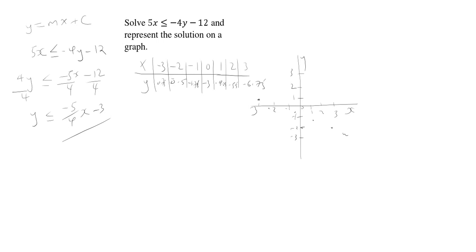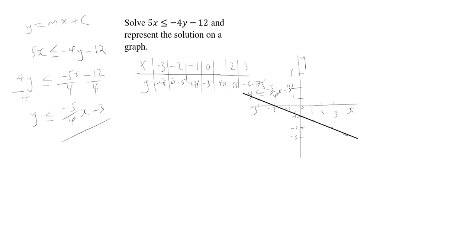Then after that, you draw the straight line, joining the points. Then after that, you label your line. This is y less or equal to negative 5 over 4x minus 3. Or you can write the original inequality.